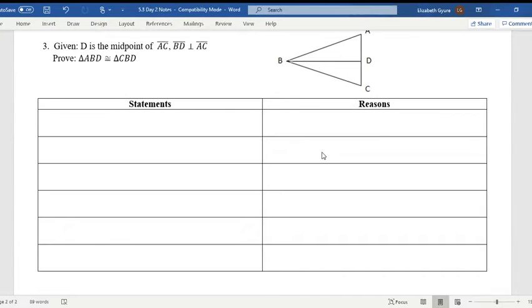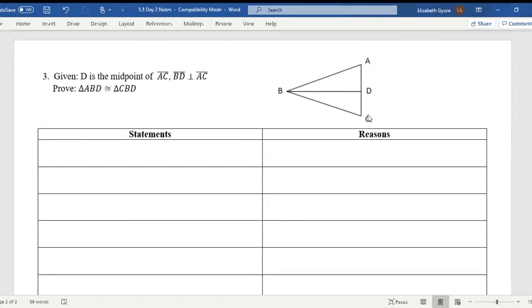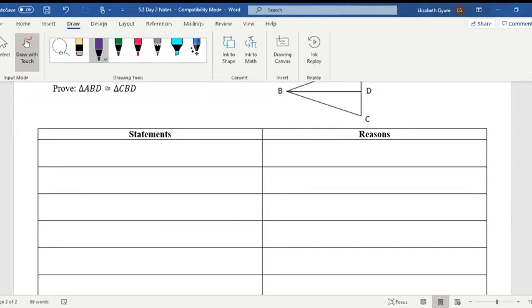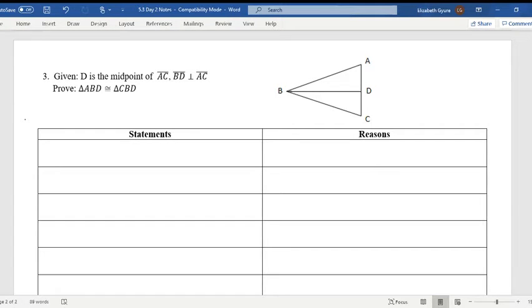So for number 3, it says we are given that D is the midpoint of segment AC, and we are given that segment BD is, what's this upside down T symbol mean? Yep, perpendicular. So BD is perpendicular to AC. So let's fill in our freebies. We have that D is the midpoint.